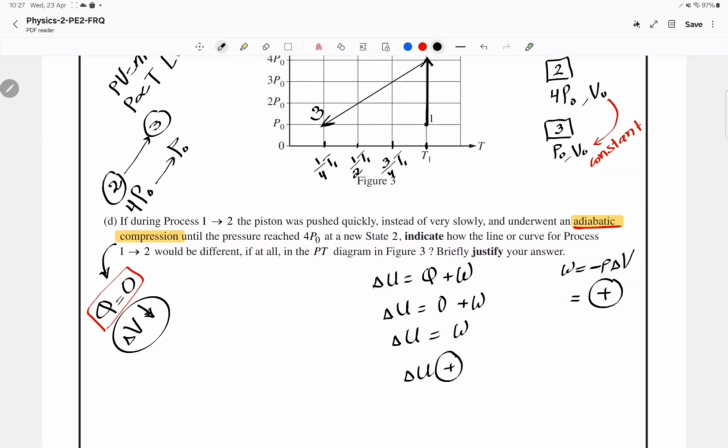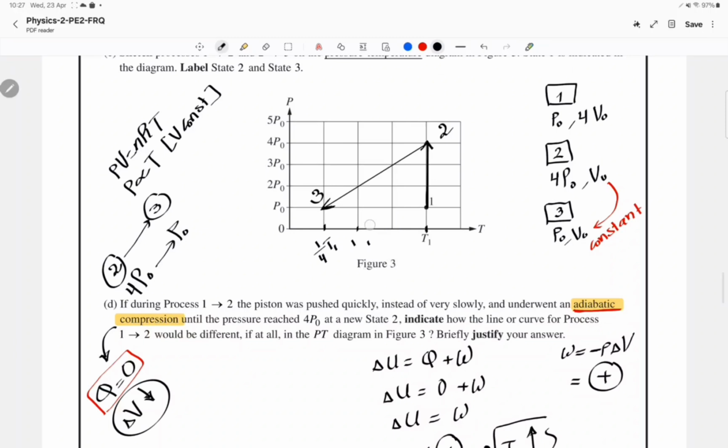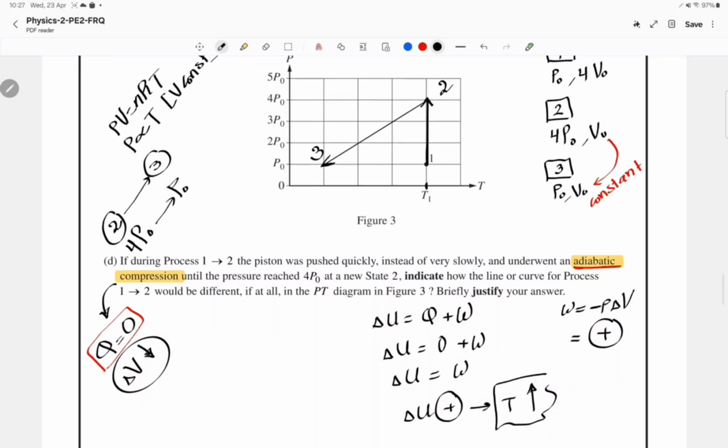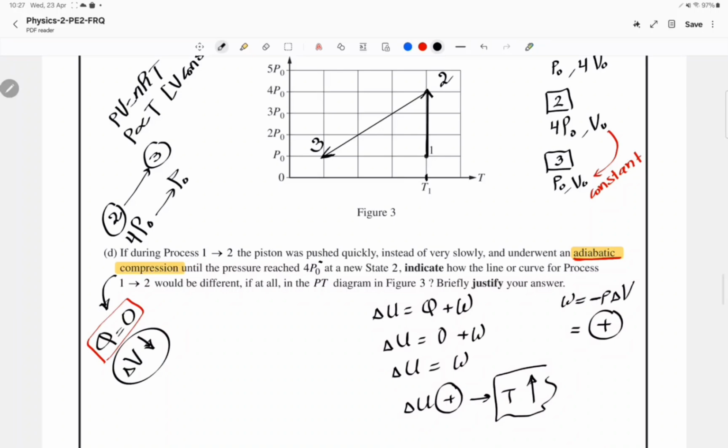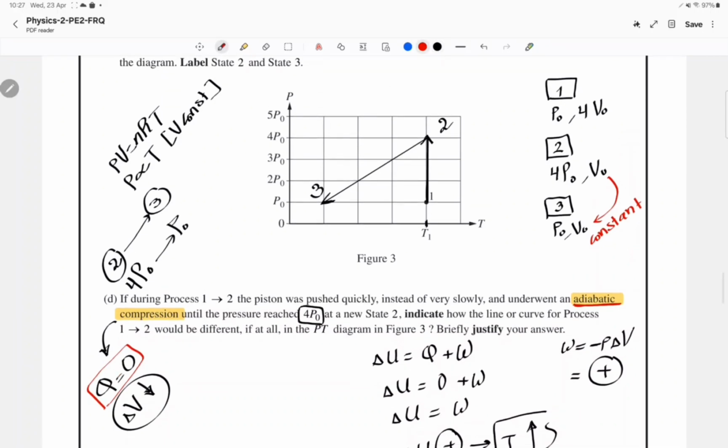Okay. So since delta U is positive, that means that temperature will increase. And right now, if you look at state 1 to state 2, the temperature is not increasing. From 1 to 2 is just a vertical line, which is temperature is constant, but now it's actually going to be an increase of temperature. And we still have to reach 4 PO. So that means that our new line will look like this. Curved and to the right. So you must still reach 4 PO, but your temperature now must be more than temperature 1, essentially.